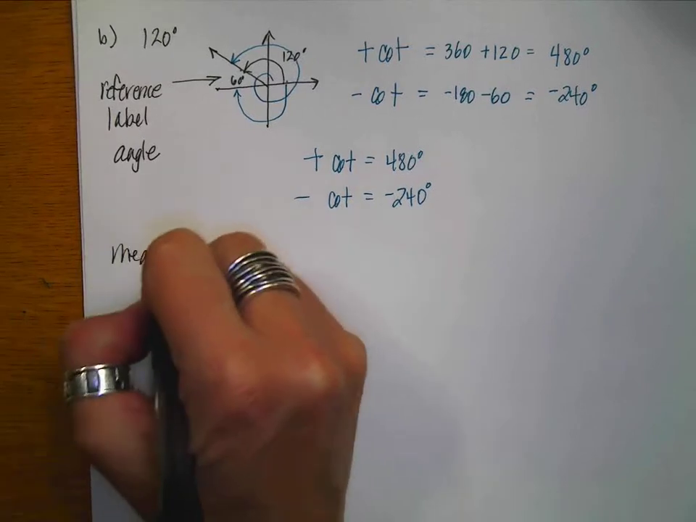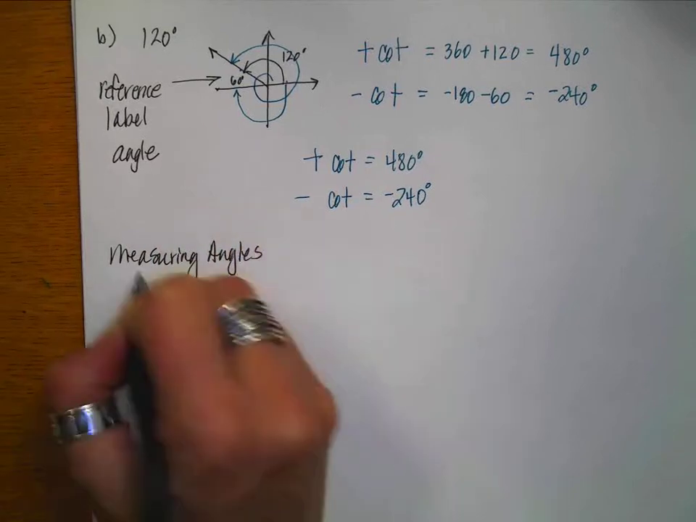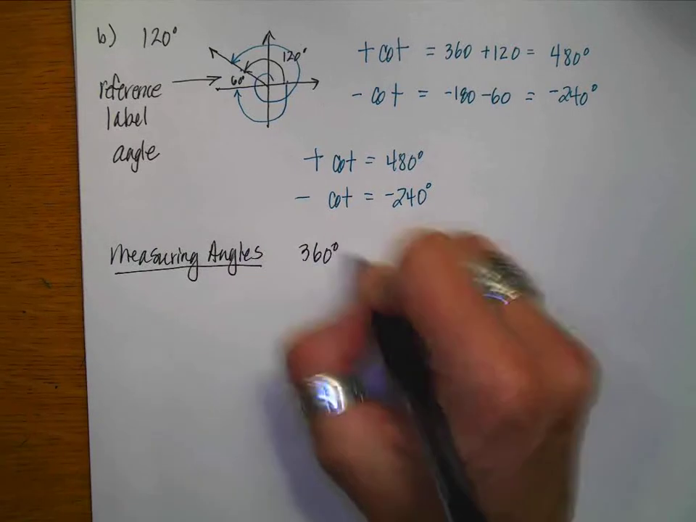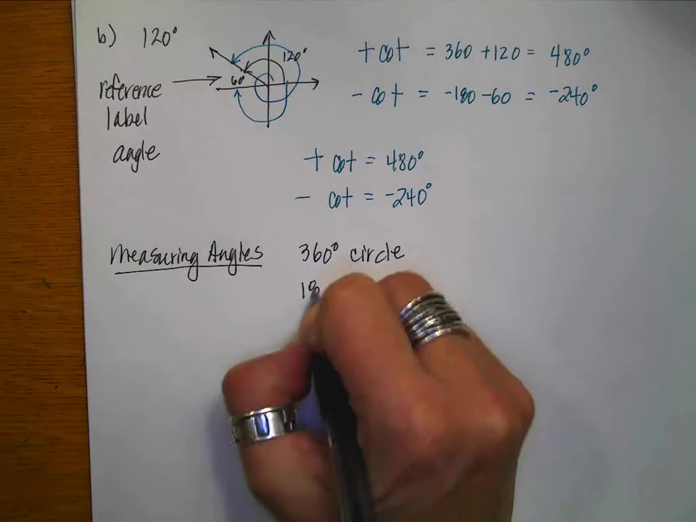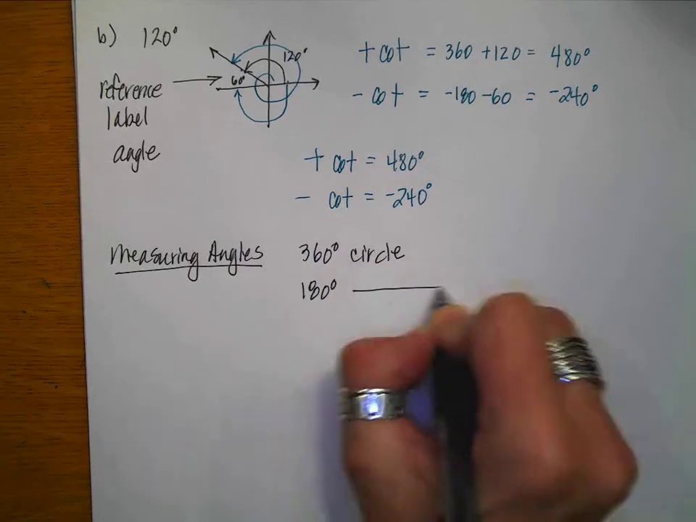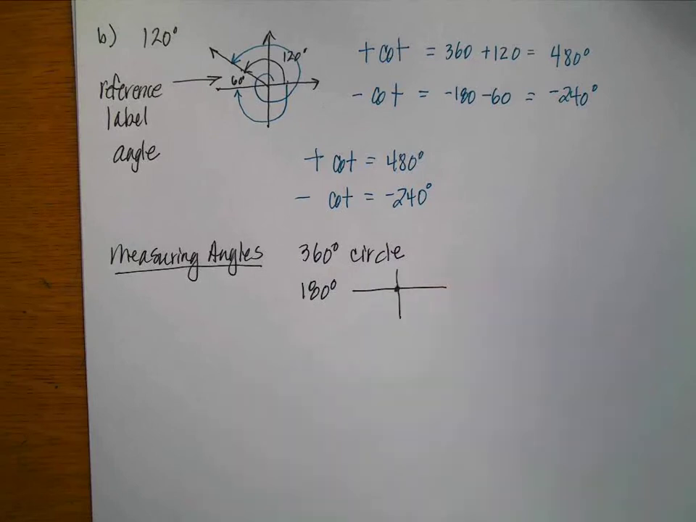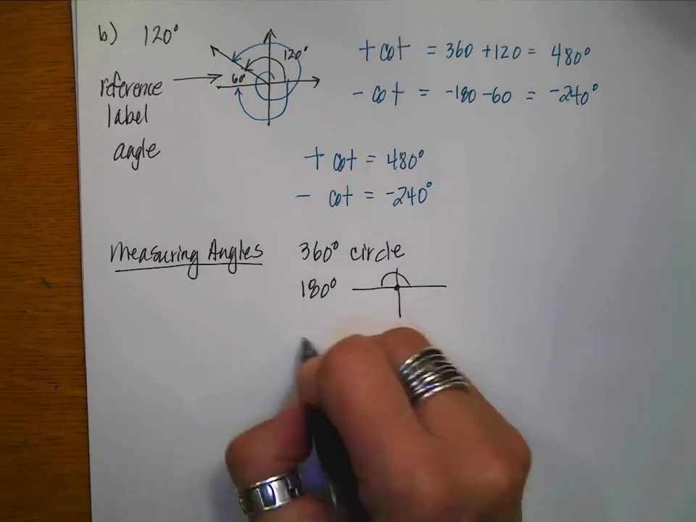All right, so now we're going to talk about measuring angles. So just a little bit of review from geometry. There are 360 degrees in a circle. There are 180 degrees in a straight line, okay, which is convenient because when we start talking about our coordinate system, 180 degrees is in my straight line.